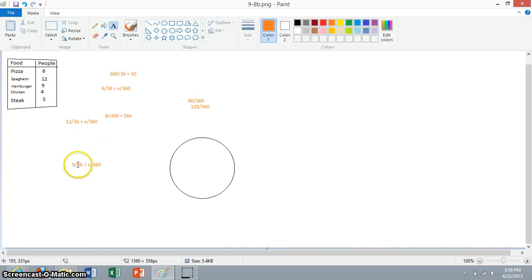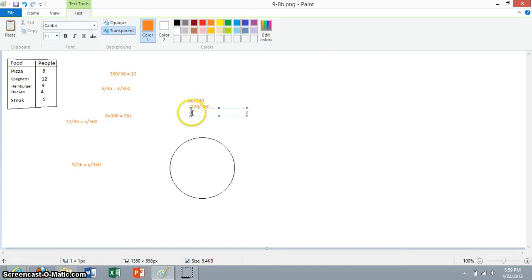There's kind of a pattern here. You just multiply this number by 10 up here. So that's 90 out of 360 because 9 times 10 is 90. The next one's chicken, which is 4 out of 36 equals how much out of 360? Again, 10 times 4 equals 40 out of 360.